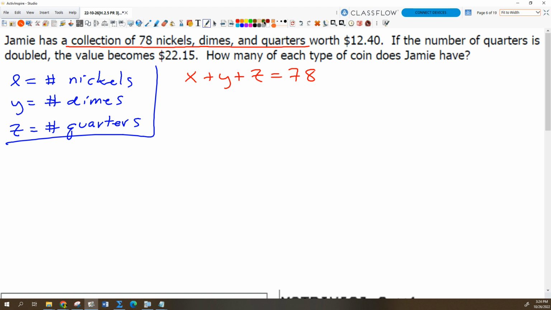Okay, so we could do that one. So let's do if the number of quarters is double. I'll tell you what, let's do that one third because it's so similar to the second one. So we got to get an equation out of that, but it's not just X plus Y plus Z because that just gives us the total number of coins. We want the total value of the coins to equal 1240. What's the value of all the nickels?